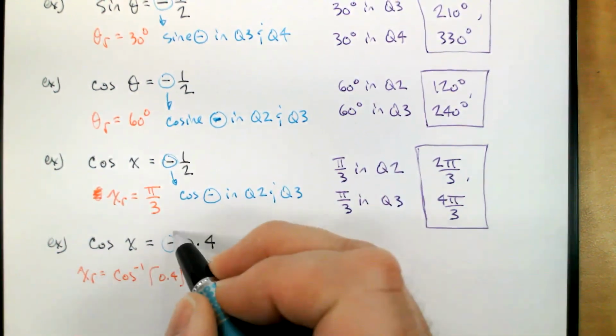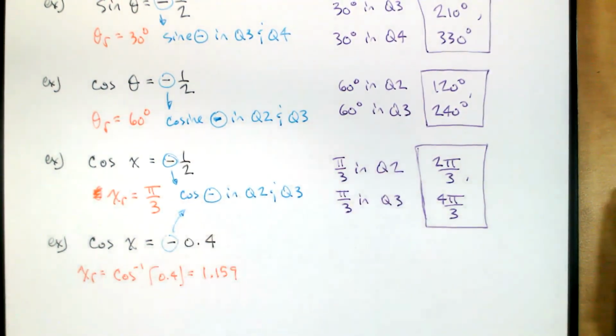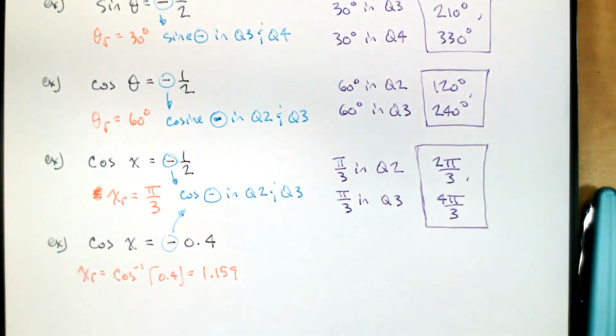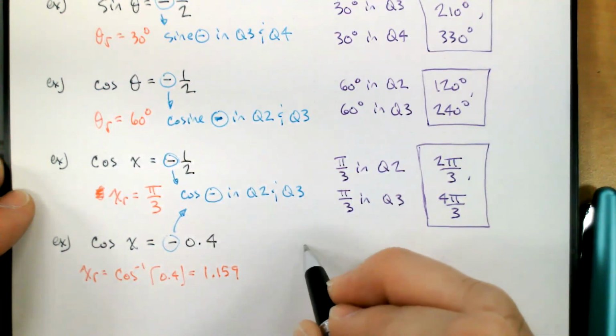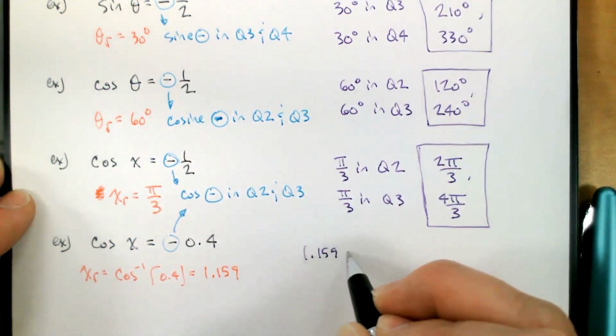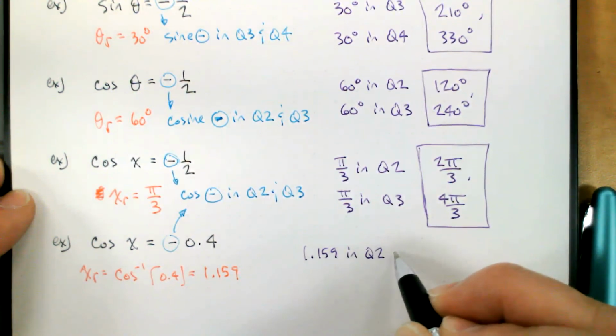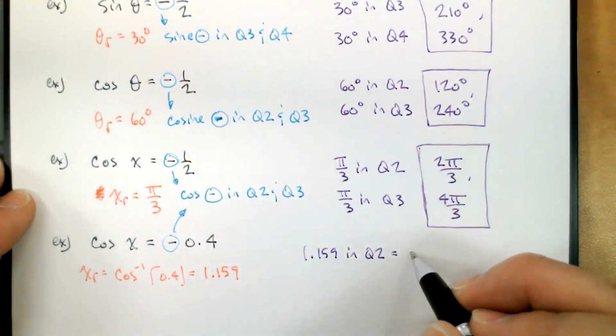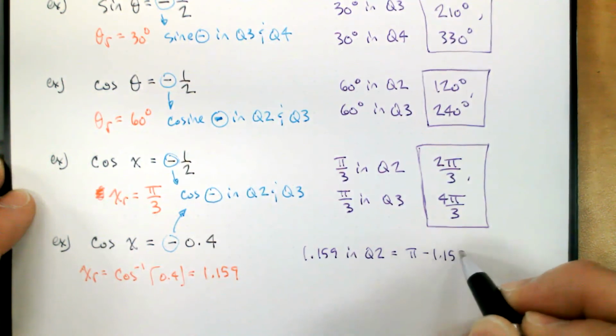Cosine is negative in quadrant 2 and quadrant 3. So I'm going to take my reference angle of 1.159 and put it in quadrant 2. Remember, we're dealing with radians, not degrees. So instead of 180 being between quadrant 2 and quadrant 3, it's pi that's in between quadrant 2 and quadrant 3. So 1.159 in quadrant 2 is going to be pi minus 1.159.